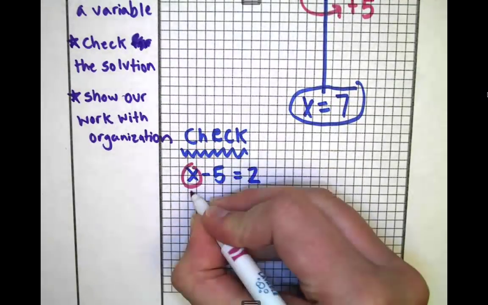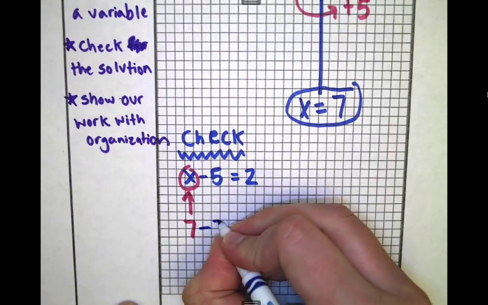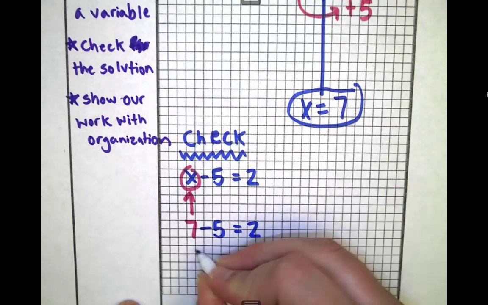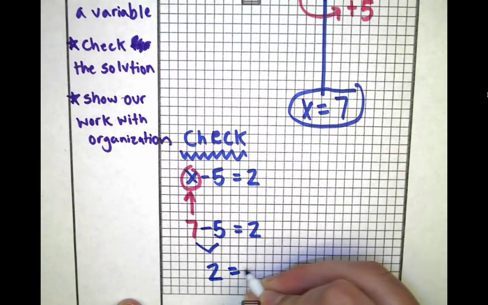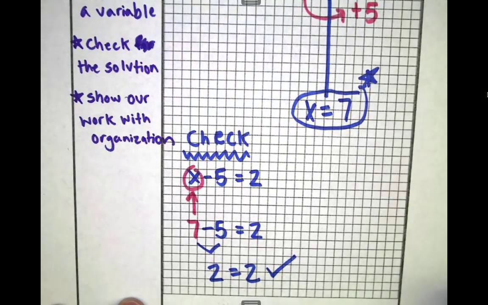What I'm going to do right here where the x is, I'm going to replace it with a 7. So instead of x minus 5 equals 2, it is 7 minus 5 equals 2. And 7 minus 5 is 2. That is true. 2 is equal to 2. Check. Now I know this is correct.